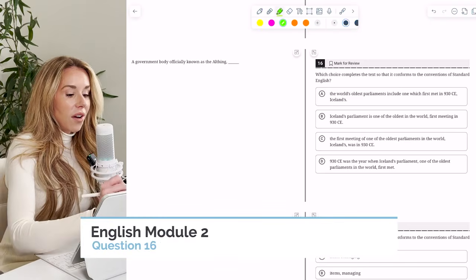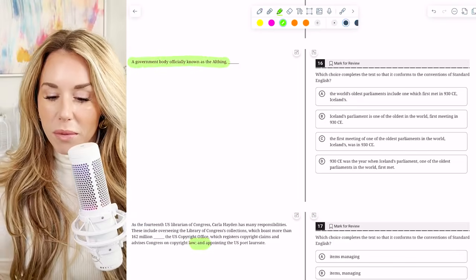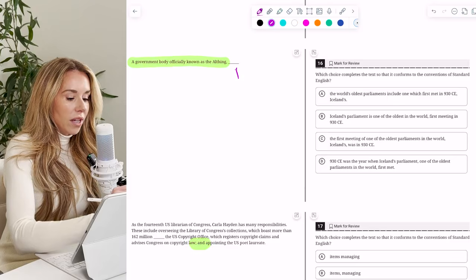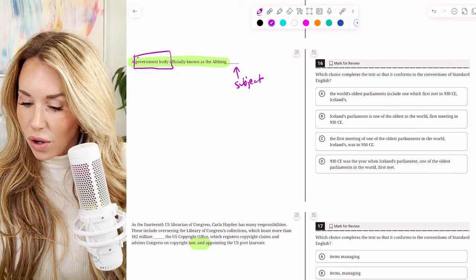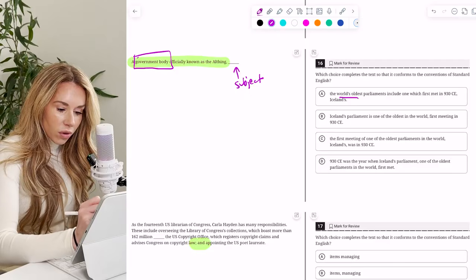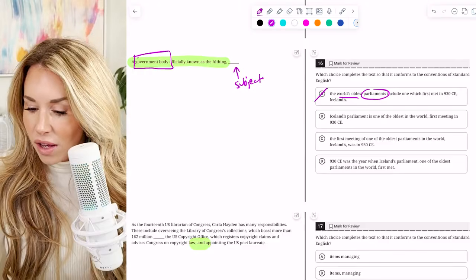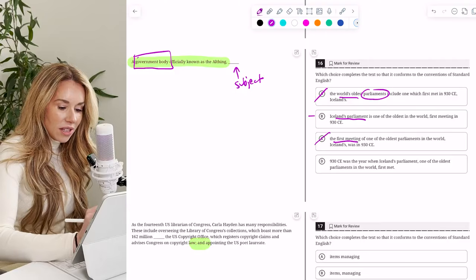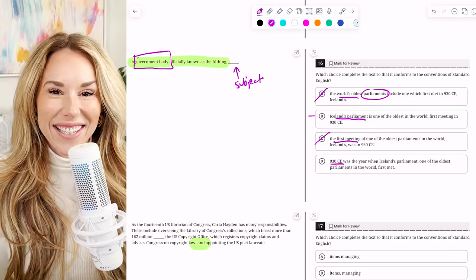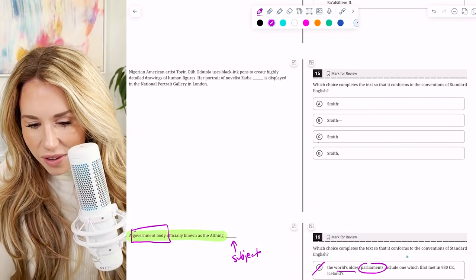All right. I can already tell that this question is testing us on a modifier. So the modifier says a government body officially known as Althing. We need the subject to come right after. The subject needs to be a government body. So it wouldn't be the world's oldest parliaments because it's just one government body. So that's not parallel. Iceland's parliament is a government body. I'll hold that. The first meeting is not a government body. 930 CE is not a government body. The answer is B.